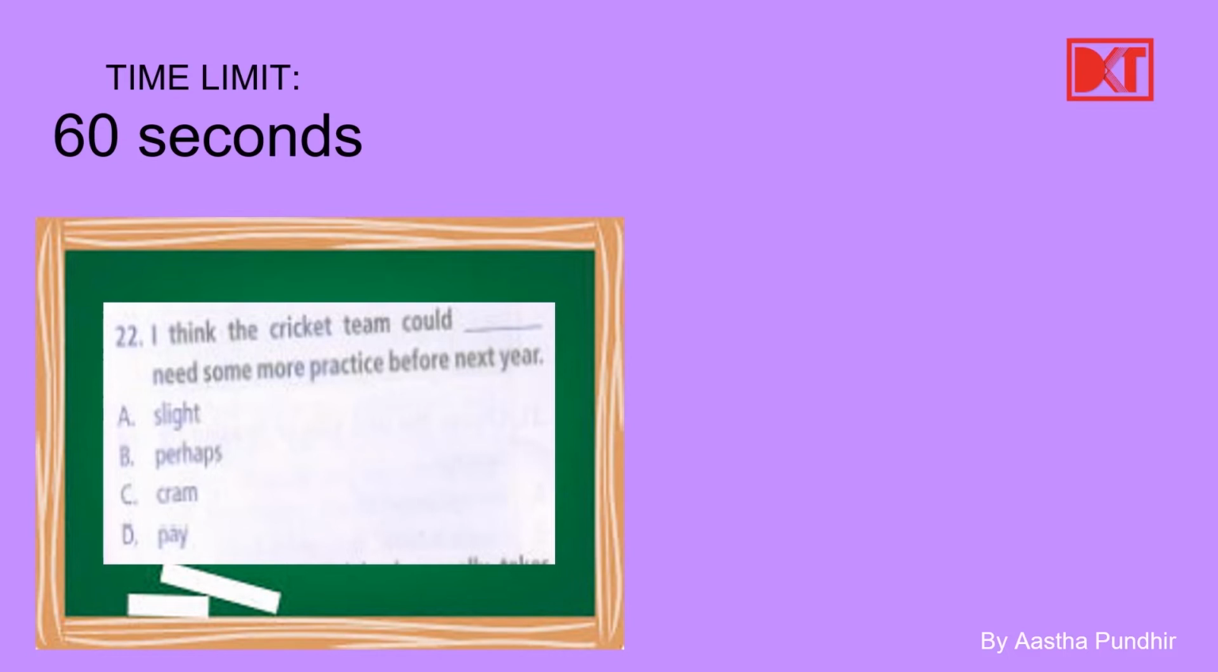Alright, and then C, shocked, past form of shock. Team could dash needs some more practice before next year. Could slide need some more practice? Could perhaps need some more practice? Could C cram need some more practice? Or D, could pay need some more practice? Here the correct answer is B, perhaps. I think the cricket team could perhaps need some more practice before next year. Alright.